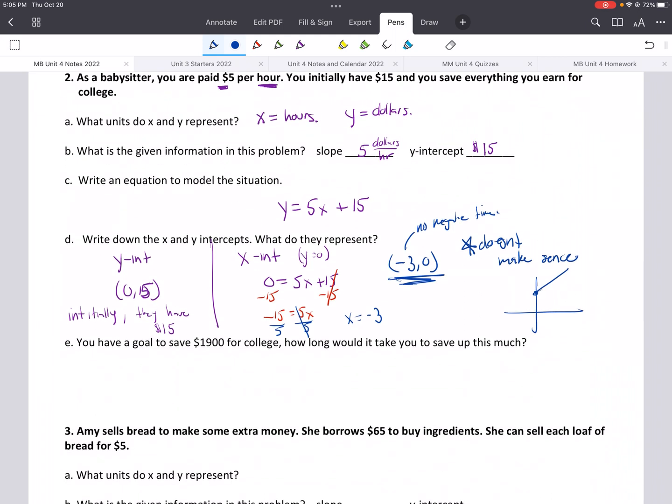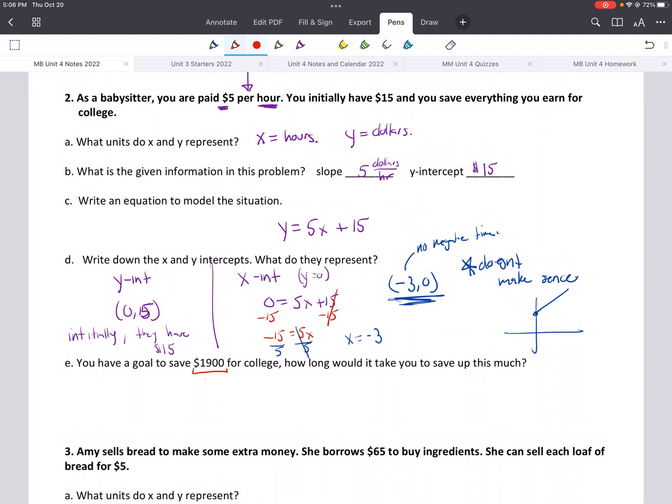Last thing is we want to use our equation to figure out how long it would take her to save up $1,900. Okay, so here, dollars, what unit is dollars? Well, that's y. So we'll plug that in for y. So 1900 is equal to 5x plus 15. So basically you do the same steps that we did above.